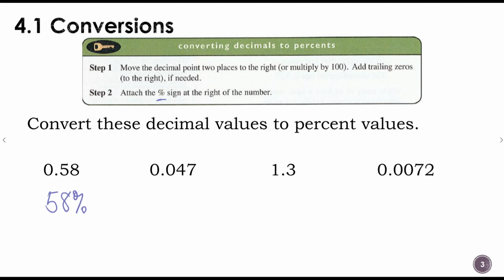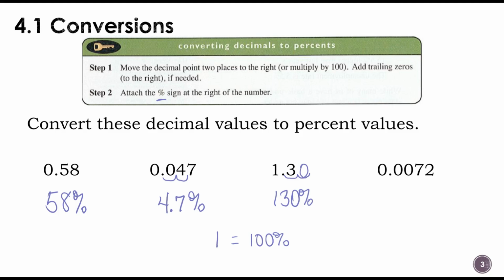And then on this one, if I move the decimal, I've seen students do this, right? 2 places to the right, that would be a 4.7. And then don't forget to put your percent. The next one's a little weird, because if I move it 2 places, notice there's nothing there. So I actually have to add in a 0 in order to write this correctly, and this would be 130%. Actually, the whole number 1 is 100%. So if you go above 1, you're going to be over 100% every time.